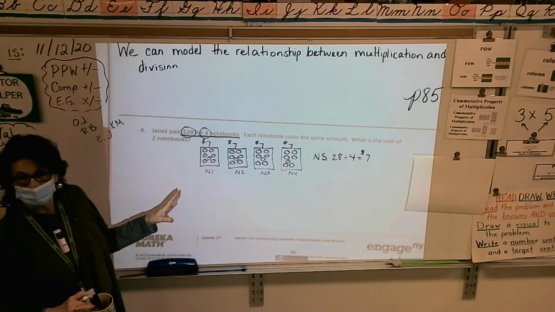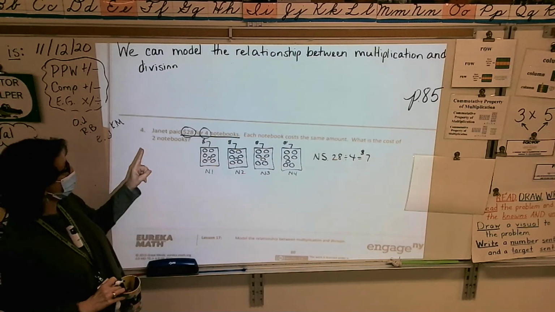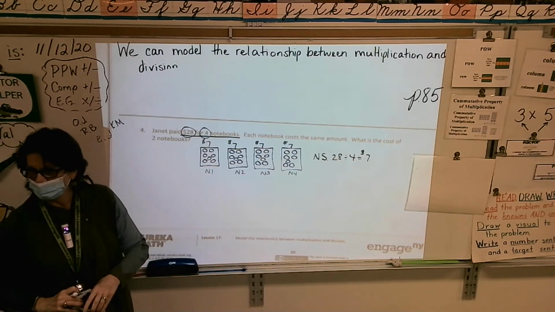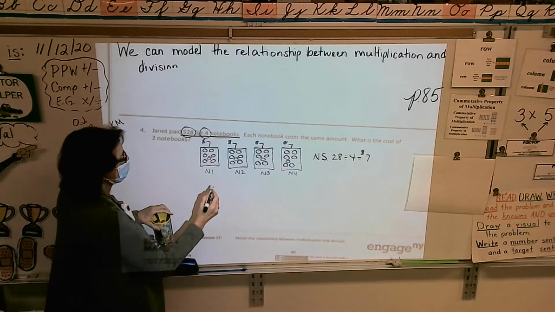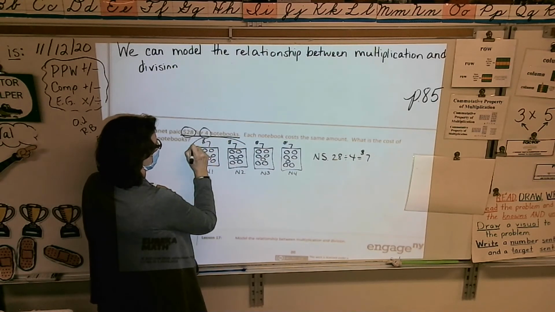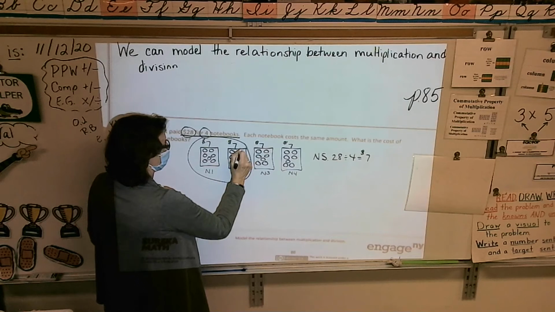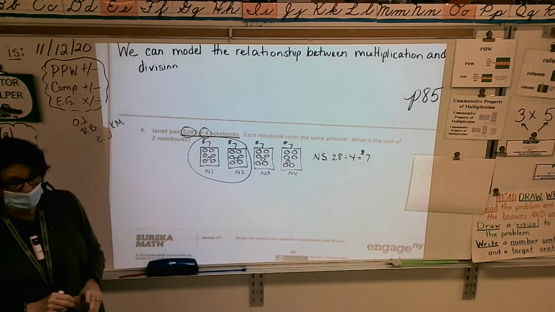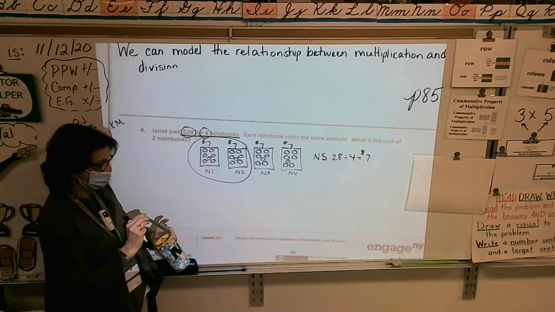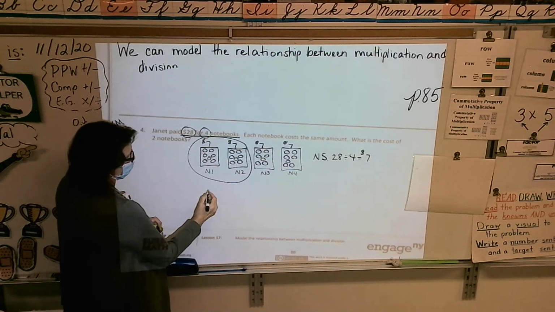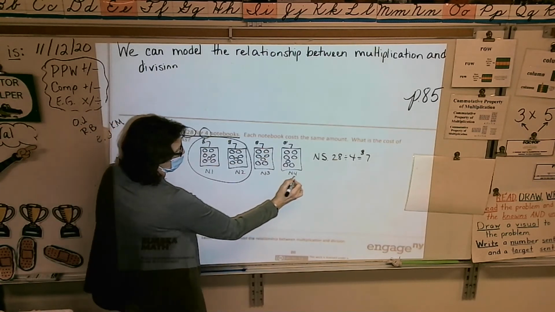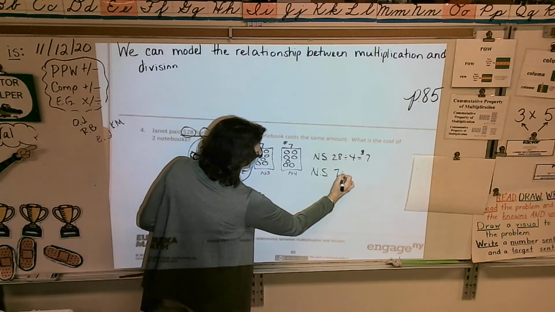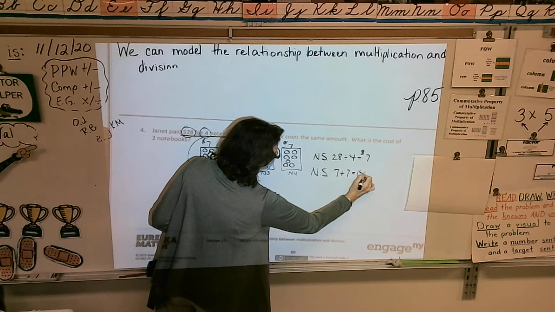But that's not really what the problem is asking me. It wants to know what is the cost of 2 notebooks. So what is the cost of 2 notebooks? Let's circle 2 notebooks. We need to find the cost of that. So what number sentence can we write to find the cost of 2 notebooks, Lori? Very good. So we could write 7 plus 7 equals 14.